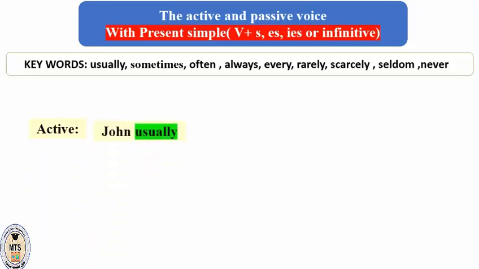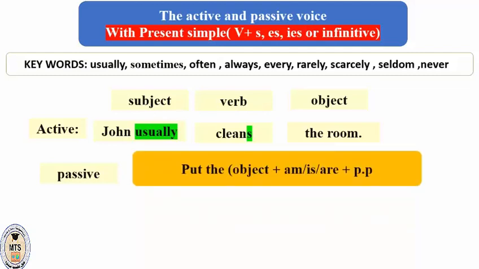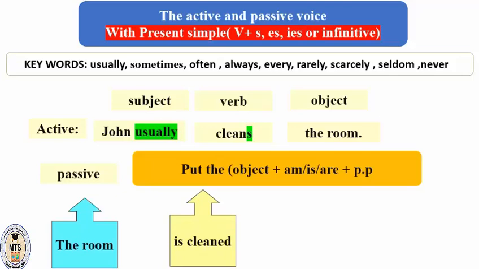We will have an example of active sentence. John usually, this is the subject, cleans, the verb, the room is the object. How to change this sentence into passive? You will have the rule. You have to start the new sentence with the object plus am or is or are according to the new subject plus the past participle. So we will start with the object here, the room, is, and the past participle cleaned. And if you want to add by John or by him.